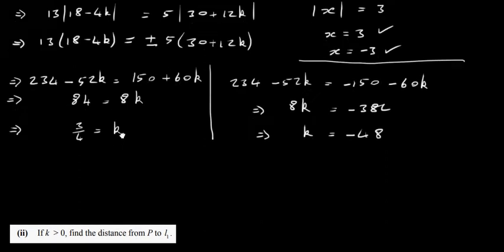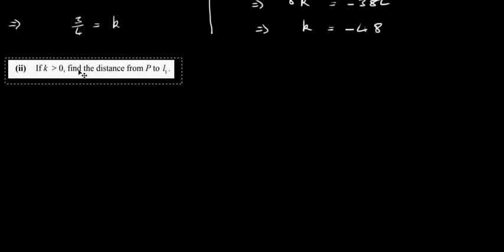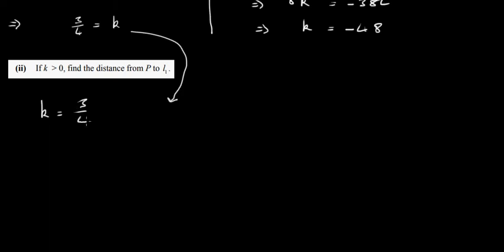So let's have a look at part 2 then of this one here. Here we're told that k is greater than 0. K is positive. So we've got two versions of k here: k is equal to 3/4 and k is equal to minus 48. So in this particular question, we're going to take k is equal to 3/4. Find the distance from P to L1. Well, we have a formula for that. We know that D is equal to the modulus of 18 minus 4k, divided by 5.